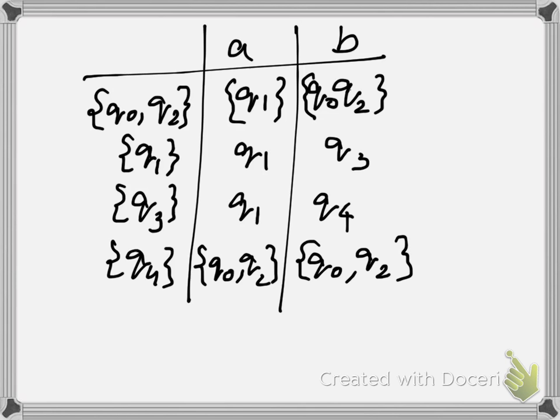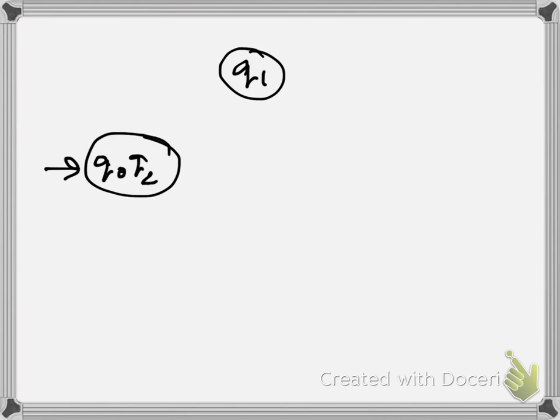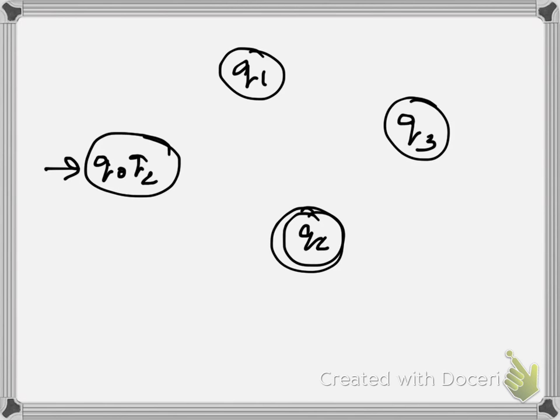So we have our minimal DFA. We will get something like this: Q0, Q2. This is one state. This is the original start state, Q0, so we start from here. Then we have Q1, we have Q3, and we have the final state, Q4. And the transitions are like this.